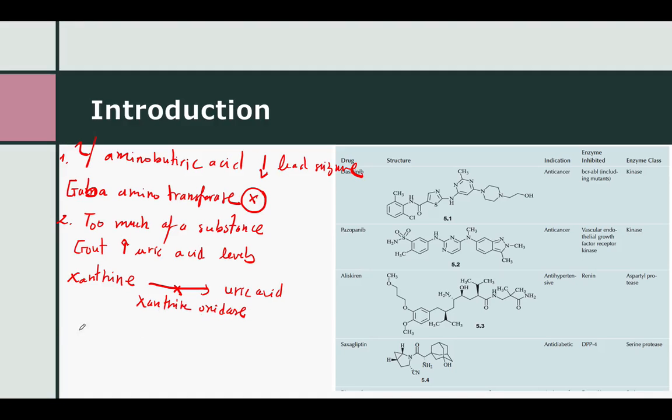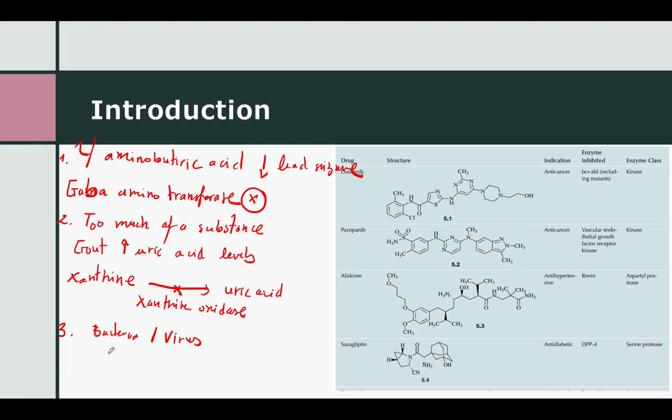So one of the ways to decrease uric acid levels and prevent gout flare-ups is to inhibit the enzyme xanthine oxidase. Another reason we may want to inhibit an enzyme is that a bacterium or a virus has a specific protein that is essential to its survival, and we would like to inhibit that virus or bacterium by inhibiting the enzyme. So we target that enzyme.